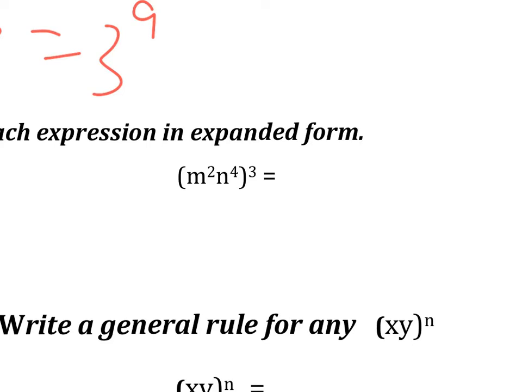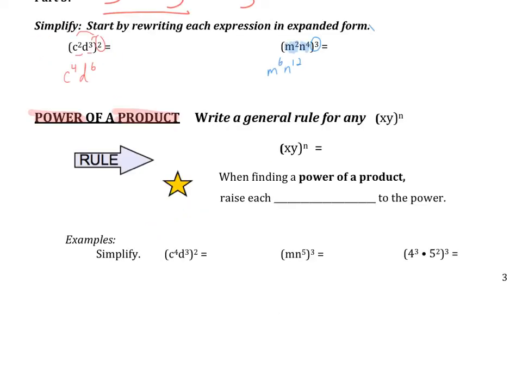So for this one, I'm going to highlight. You have your m and you have your n, two different problems, and they're raised to the 3rd power. So that 3rd power gets applied to the m and the n. So that's m to the 2 times 3, which is 6, and n to the 4 times 3, which is 12. That would be your answer for that one. So generally here, our general rule for xy to the n is x to the n, y to the n. Both bases get raised to the power. So raise each base to the power.